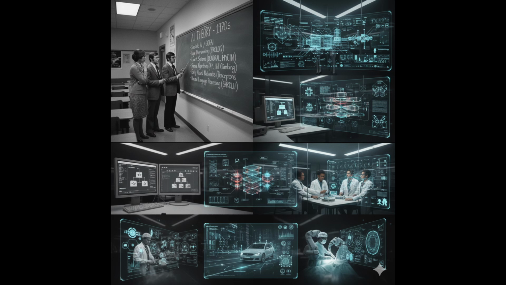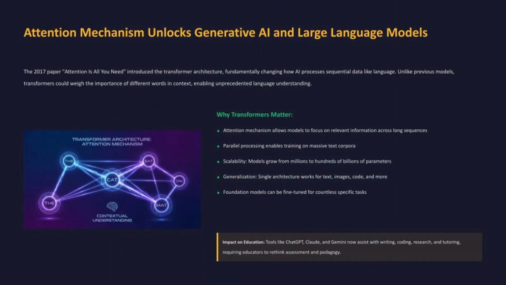But how did we get from AlphaGo to ChatGPT so quickly? That leads us directly to the single most important technical breakthrough of this era, the transformer. The transformer architecture is the engine behind the generative AI tools that are changing education right now. If Era 4 is the Cambrian explosion, the transformer is the evolutionary leap that made it possible.